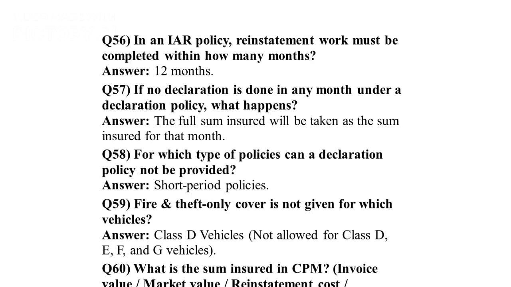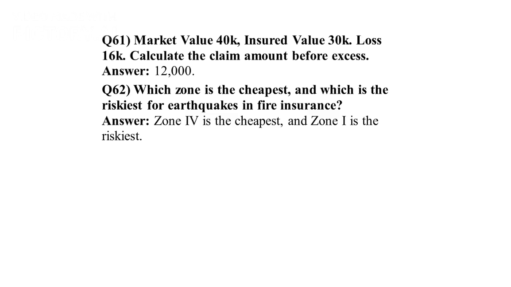Q59, fire and theft only cover is not given for which vehicles? Answer: not allowed for Class D, E, F, and G vehicles. Q60, what is the sum insured in CPM? Invoice value, market value, reinstatement cost, replacement value. Answer: replacement value. Q61, market value 40K, insured value 30K. Loss 16K. Calculate the claim amount before excess. Answer: 12,000. Q62, which zone is the cheapest, and which is the riskiest for earthquakes and fire insurance? Answer: Zone 4 is the cheapest, and Zone I is the riskiest.